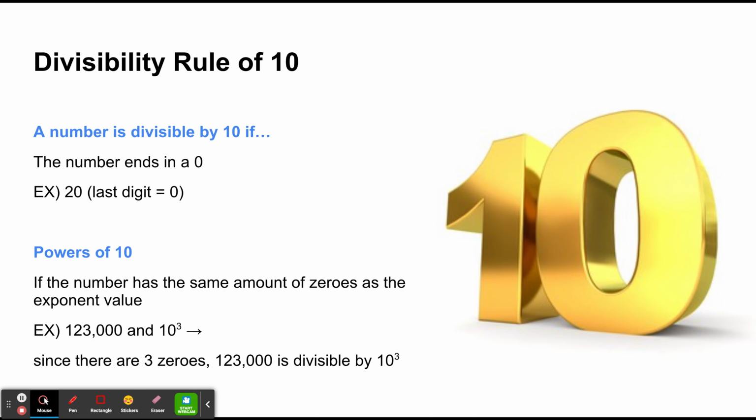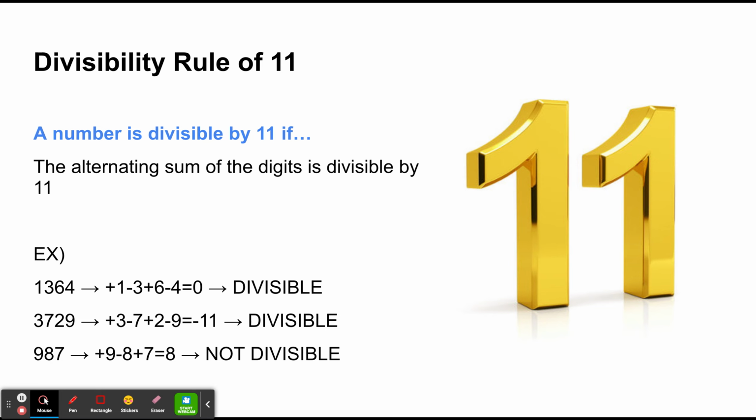And lastly, the divisibility rule of 11. A number is divisible by 11 if the alternating sum of the digits is divisible by 11. What we mean by alternating is you first add a digit and then you subtract the next digit and you continue to do that. For example, here's the number 1364. You first add 1, minus 3, plus 6, minus 4, and that becomes 0. And that is divisible by 11, so this number is also divisible.